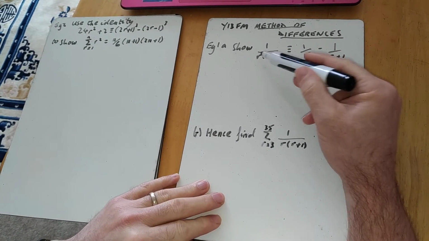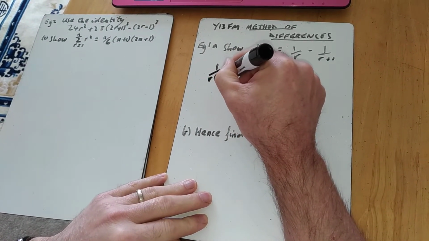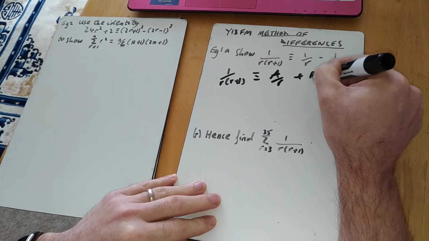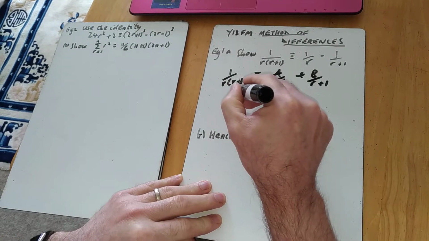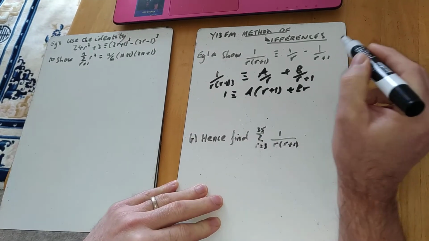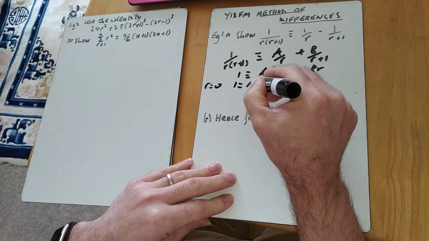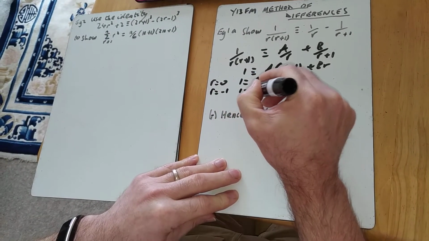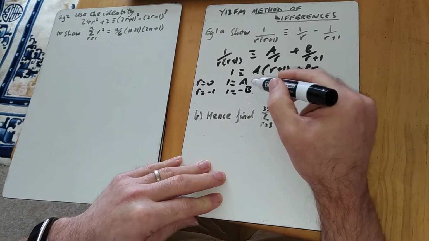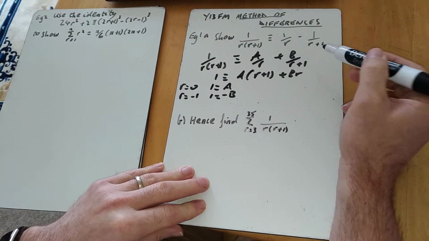So first off, we're going to show that this nice straightforward. Let's rewrite it as 1 over r bracket r plus 1 is equivalent to A over r plus B over r plus 1. Get rid of the fractions: A bracket r plus 1 plus Br. Stick in our values. r equals 0, 1 equals A. r equals minus 1, 1 equals minus B. And there we got our answer. So we can show that our expression is now equivalent to 1 over r minus 1 over r plus 1.